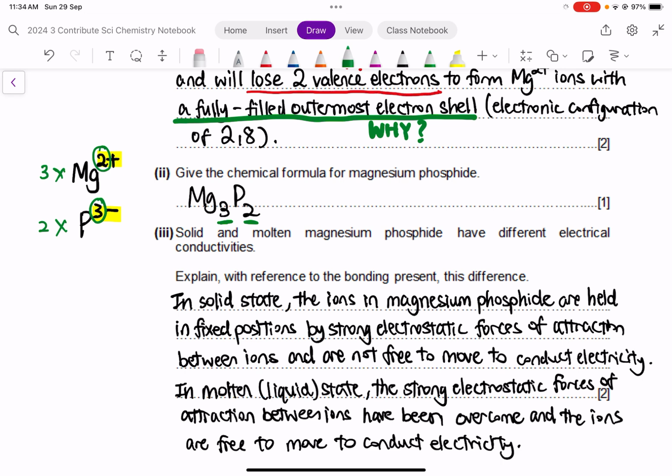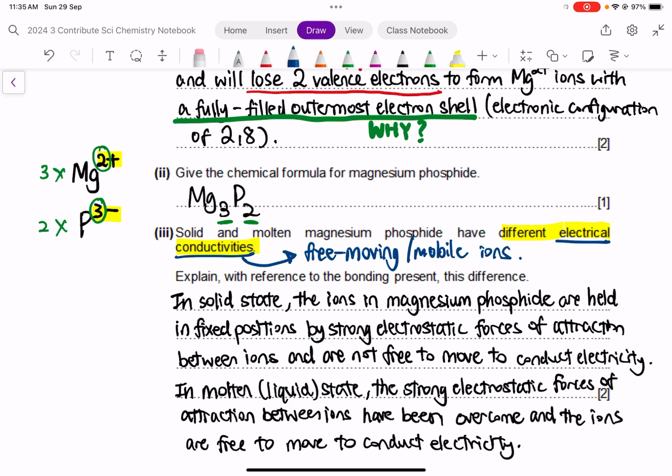Okay? And finally, you're asked to compare the electrical conductivity. So now if you recall from the chapter 4 revision video, electrical conductivity means you need to look at whether there are free moving or mobile ions.